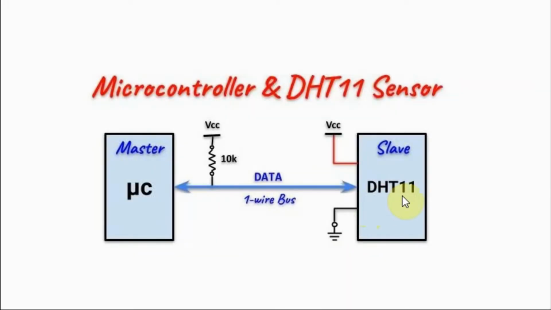The DHT11 sensor is a digital sensor which is serially interfaced with a microcontroller using a one-wire bus. The microcontroller acts as the master while the sensor acts as the slave. The communication between the two devices is asynchronous, meaning that the microcontroller will request data from the slave, and the slave will then respond by sending the data to the microcontroller.